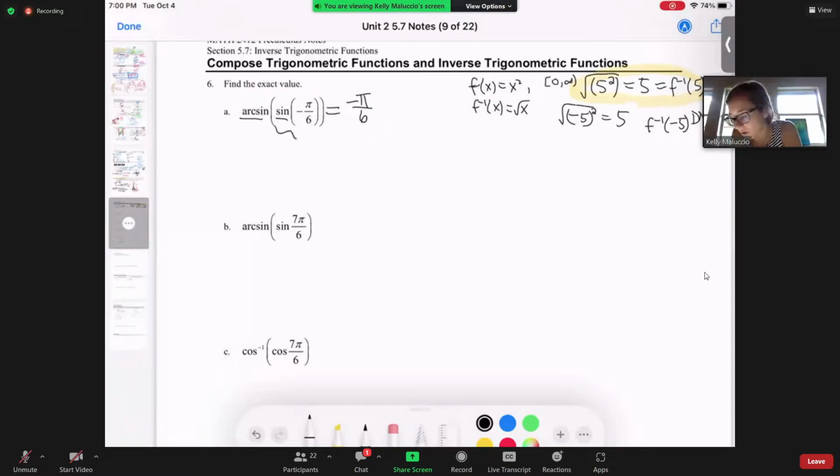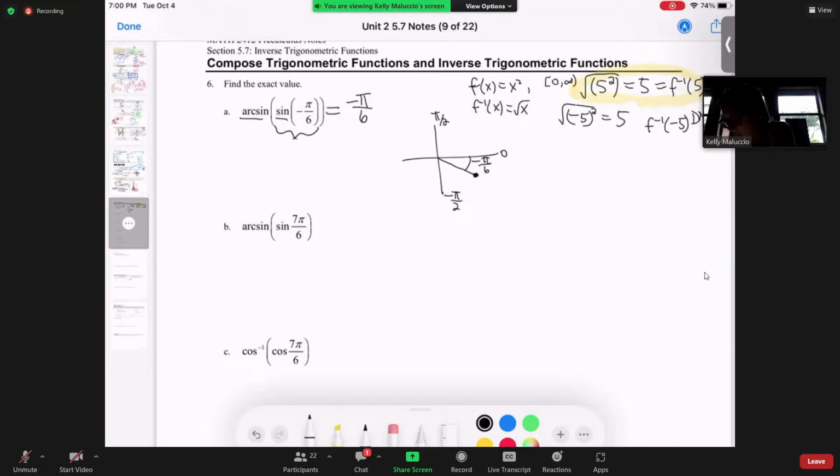But this is true. So sine of negative pi over 6, if you think about where that is, negative pi over 6 is this guy here, or somewhere around there. So 0, negative pi over 2, this is negative pi over 6. And the point there is root 3 over 2, negative 1/2, right? So my sine is negative 1/2 here. Then I'm doing arc sine of this.